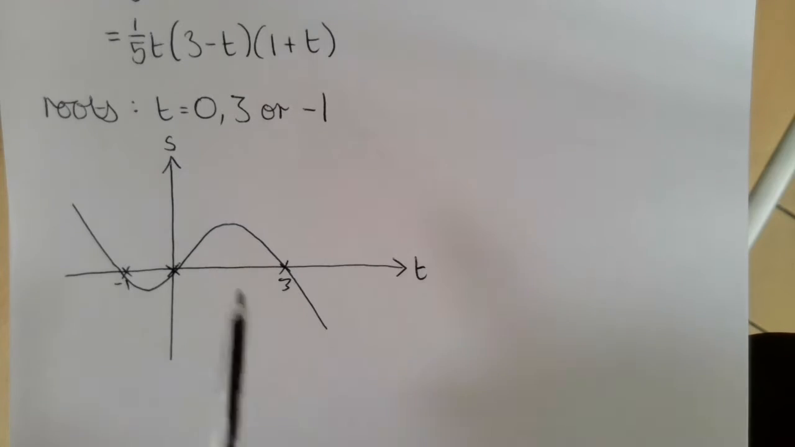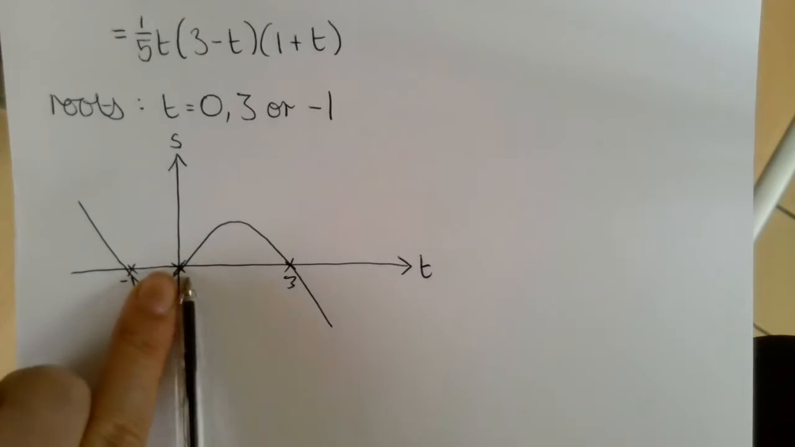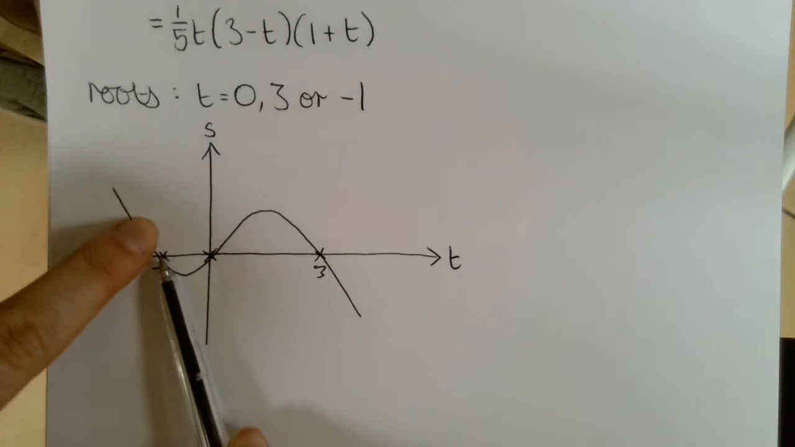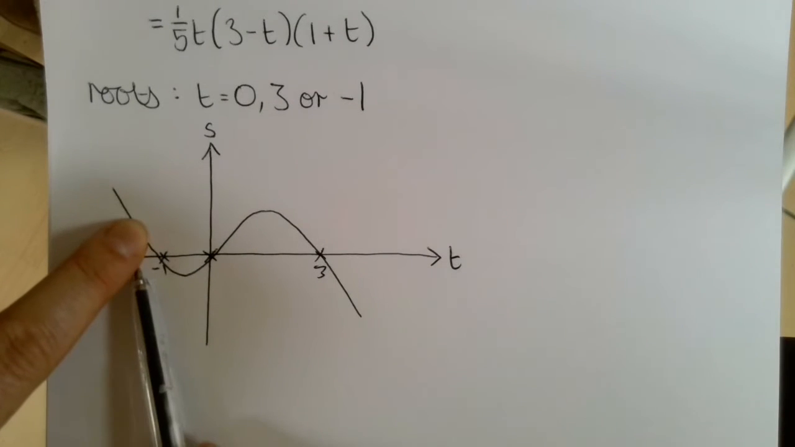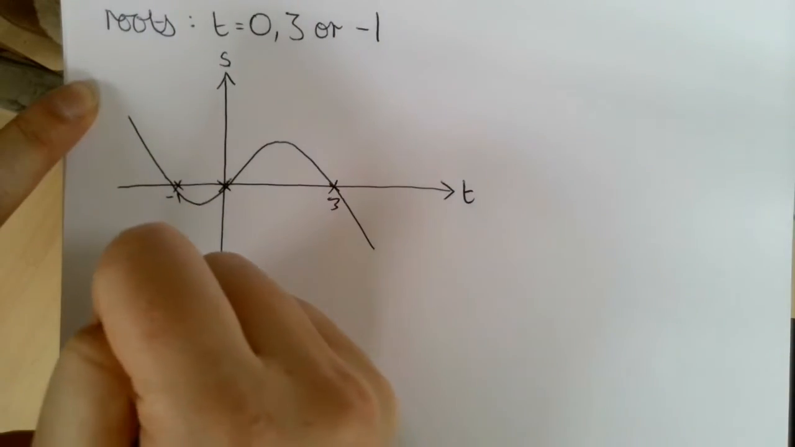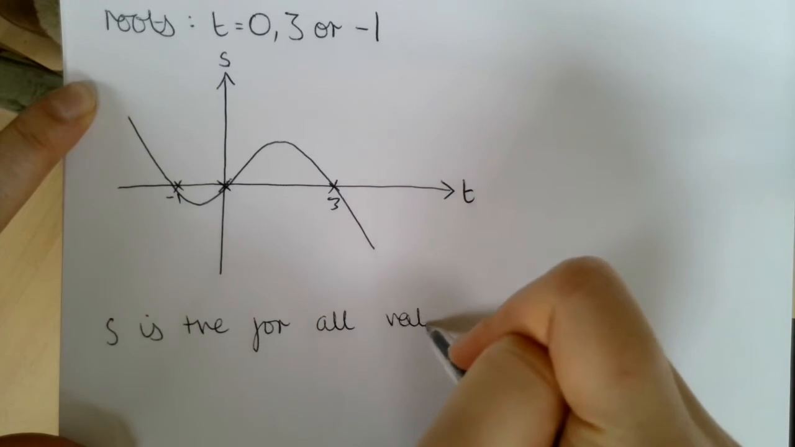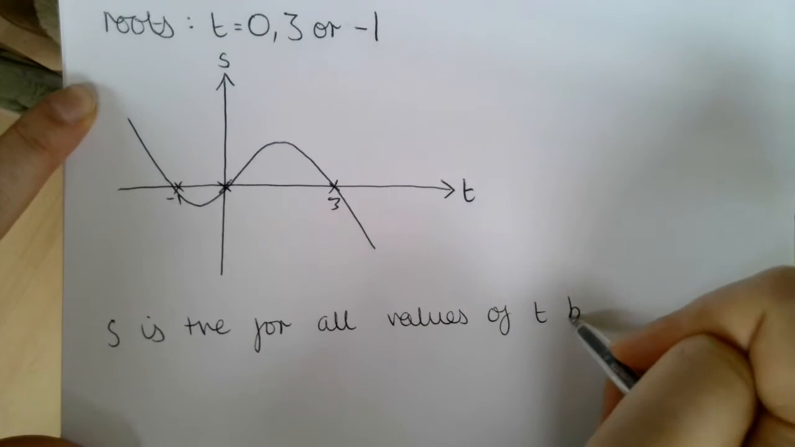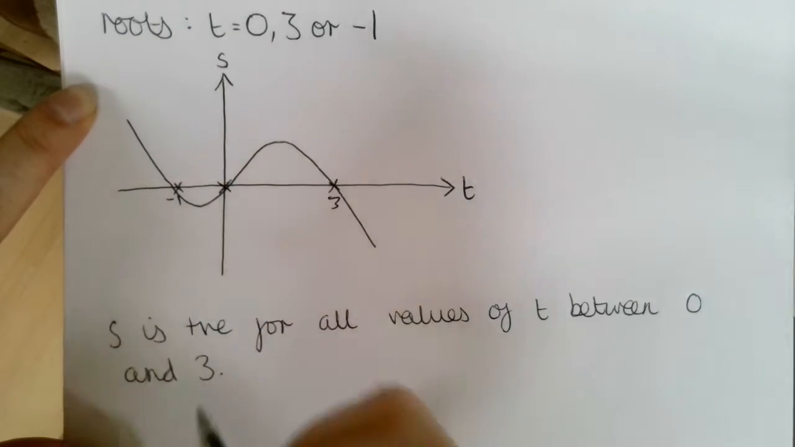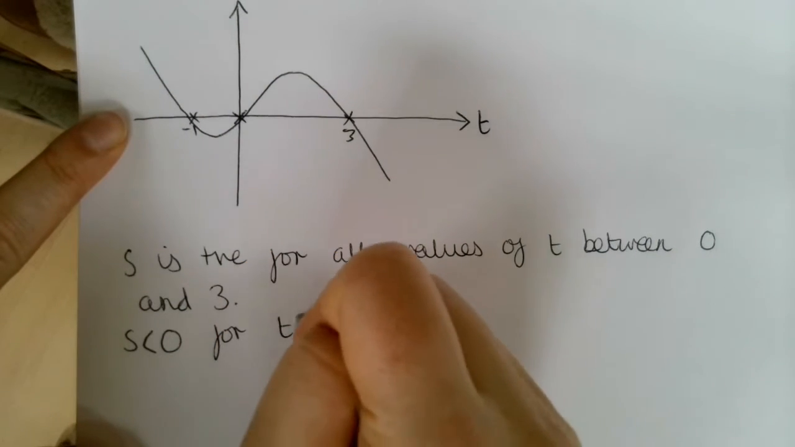So this means, and then also, our t values have to be positive. So we're going to have to disregard any t values that are less than 0. So we've obviously got some positive s values here, but that's when t is negative. We know that t is our time value, so that can't be negative. So we know s is positive for all values of t between 0 and 3. s is less than 0 for t greater than 3.